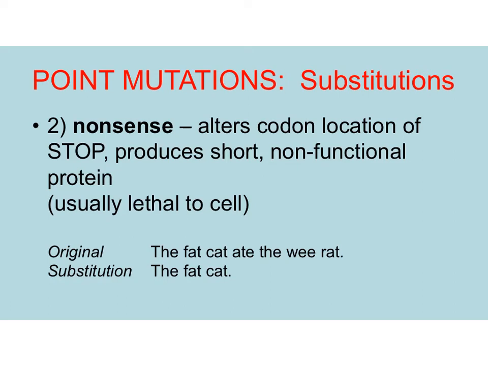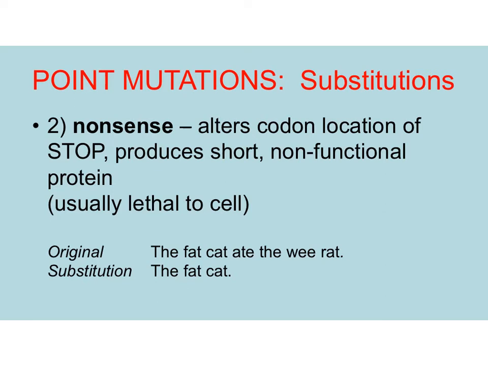Now, the other thing that can happen is what we call a nonsense mutation. What that means is that your protein is going to stop prematurely. You're not going to have all the amino acids. If a protein needs, say, 10 amino acids, you're only going to make 5 of them.